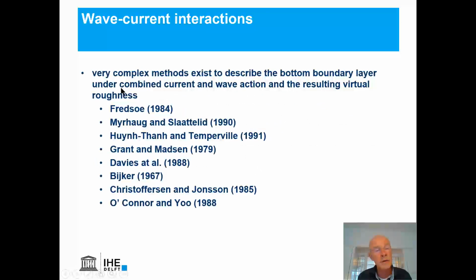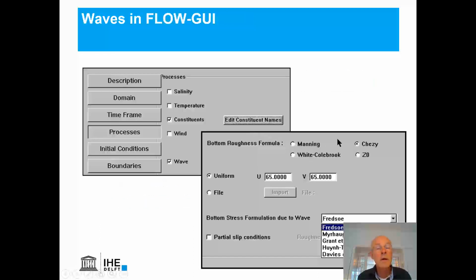In the wave current interactions, there's very complex methods to describe the bottom boundary layer under combined current and wave action. And these are schematized in these different models, of which Fredsøe 1984 is the default that we choose.